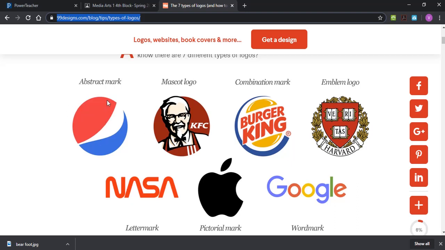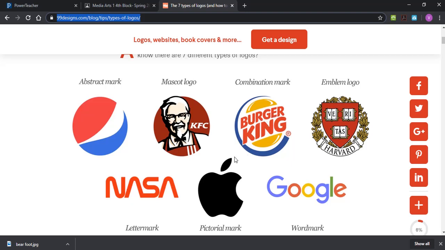You have things that are abstract mark. They're giving Pepsi as an example here. Mascot logo. You have the KFC Colonel Sanders, maybe the Michelin Man. You have like a person associated with your product, right? In this case, Colonel Sanders is associated with the chicken, and just by reshowing that image, it becomes associated with your company.